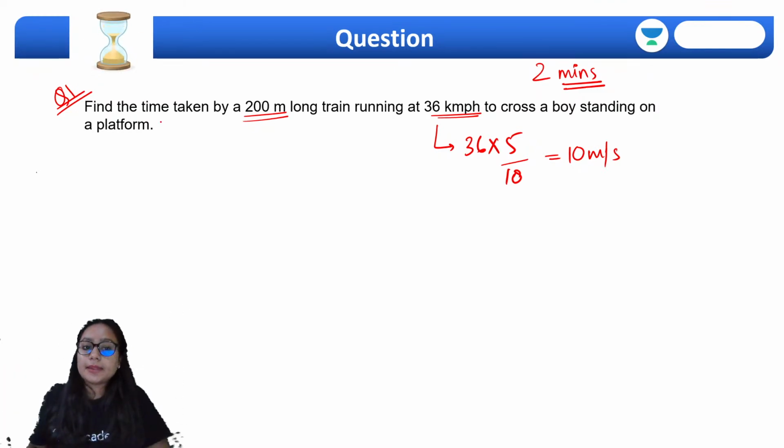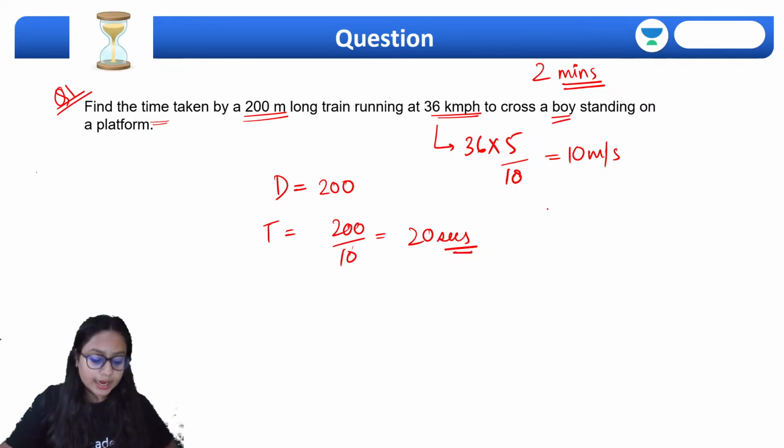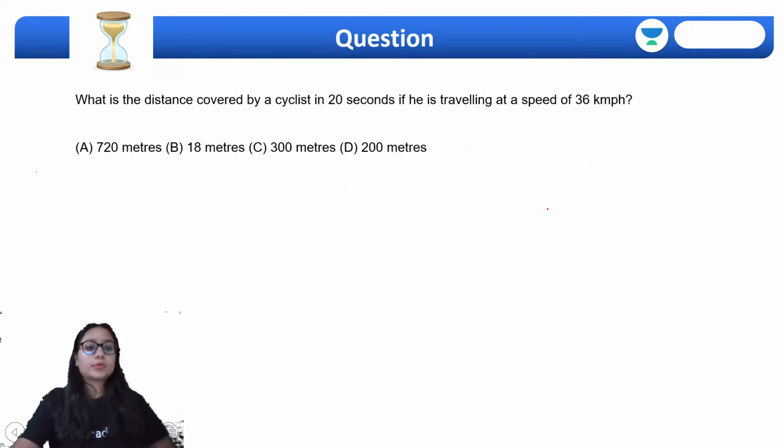Time taken we need to calculate. So the distance in this case is equal to length of the train, which is 200. Speed is 10. So the time will be equal to 200 by 10, and this is equal to 20 seconds. Hence, the train will be able to cross the buoy in 20 seconds. Correct. Everyone has given the right answers. Great. Next question. Yes, please try.